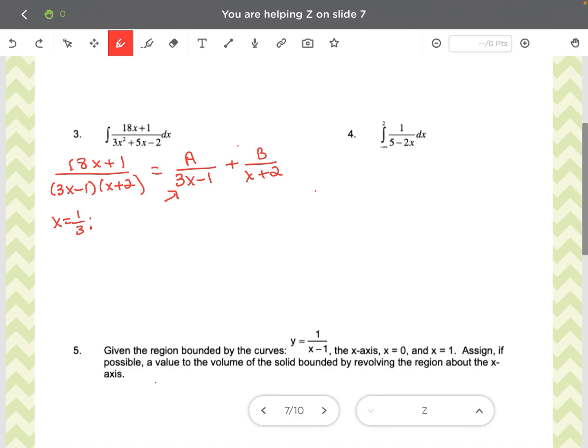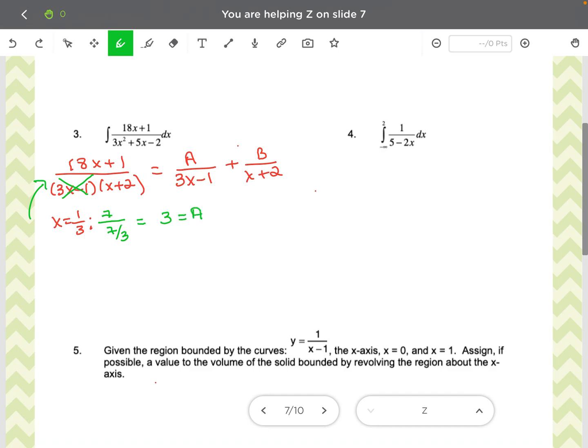And what we're going to do is go ahead and plug it in to the original problem by covering this up. And if I plug it in here, notice what I get is 7 on the top. On the bottom, 1/3 plus 2 is going to give me 7/3. And notice this actually gives me 3. So that's going to be A.